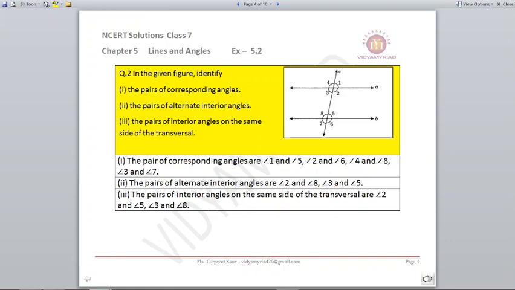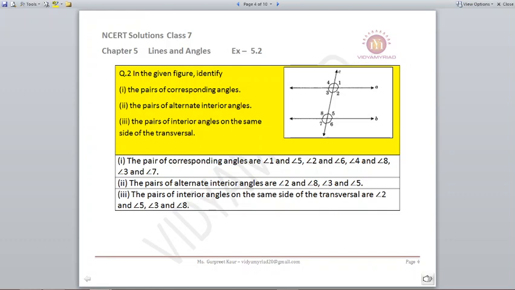In the same way, I am just telling you there are alternate exterior angles also, which means outside, exterior. So angle 1 will be equal to angle 5 and angle 4 will be equal to angle 6. That is alternate exterior angles.